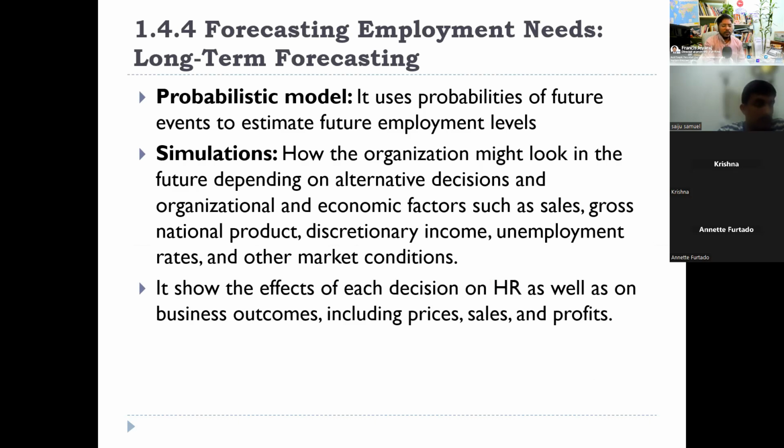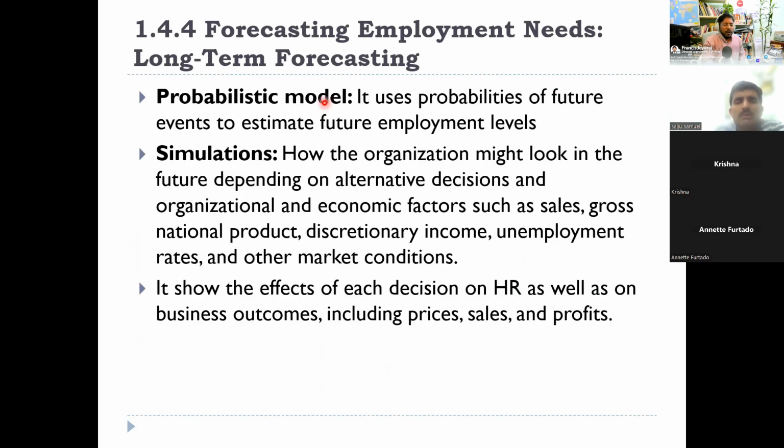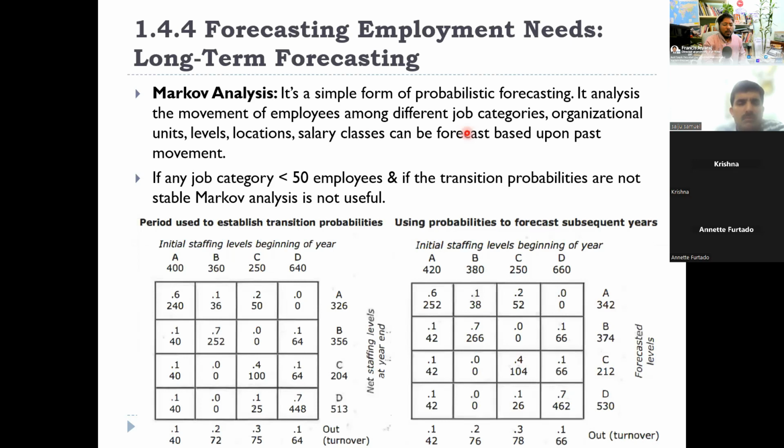Okay. For example, this is a Markov analysis. We remember one question we had. You guys asked what is Markov analysis. This is how I'm going to explain now. Markov analysis is a simple form of probabilistic forecasting. We talked about the probabilistic model here. This is how we do the probabilistic forecasting. It analyzes the movement of employees among different job categories, organizational units, levels, locations, salary classes, and can be forecast based upon past movements.